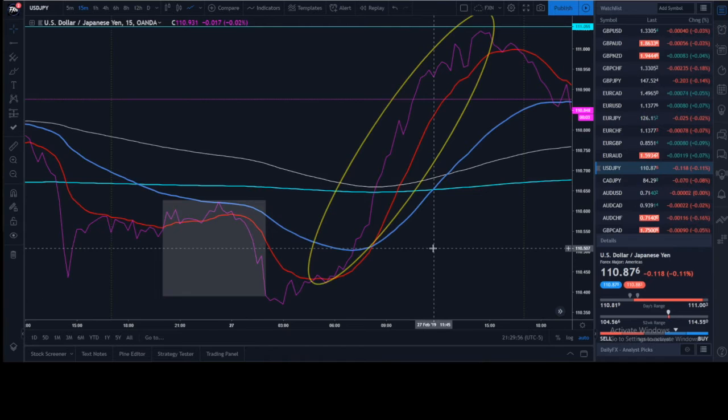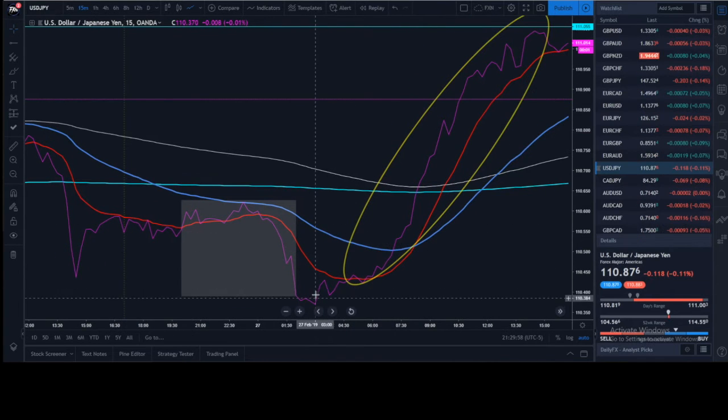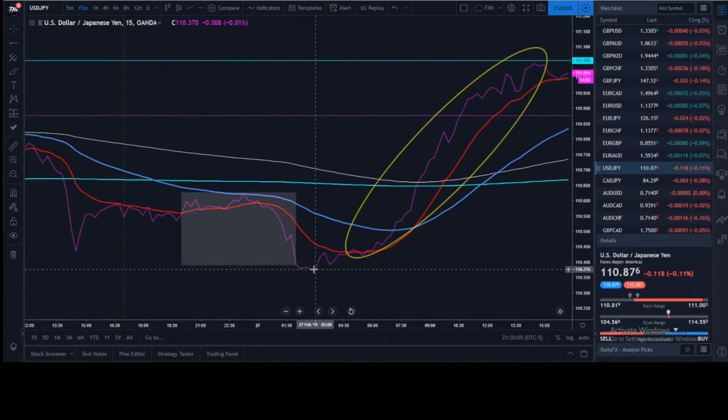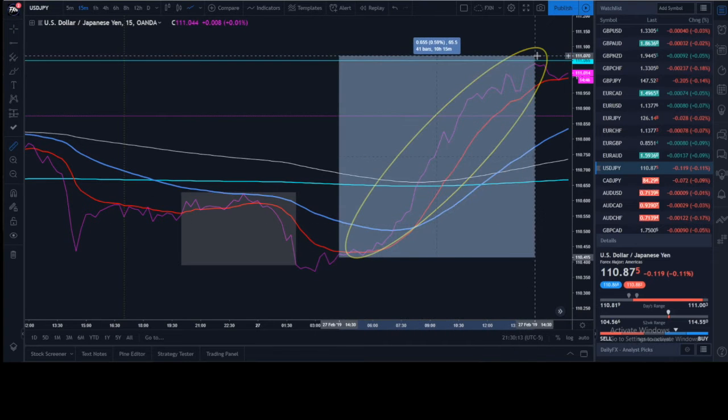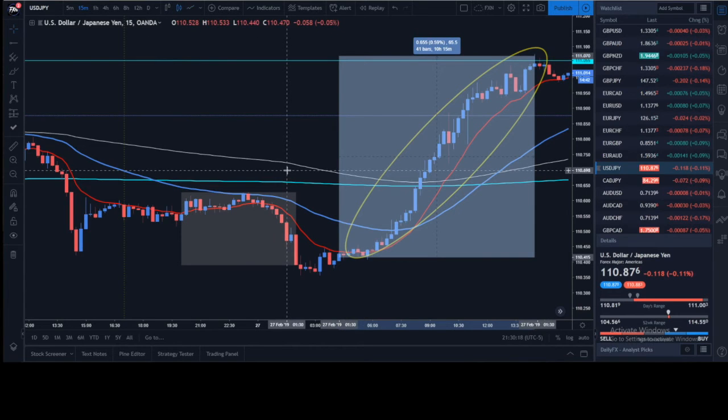USD JPY, same thing, guys. Look, same thing, right out of the edge here. This one happened a little bit later. If you got in at the very beginning, it would have been right at the same time, 3 o'clock. But you got a second opportunity at 3:45 if you missed it. So this one here is another 65 pips or so, but the same thing, same setup.